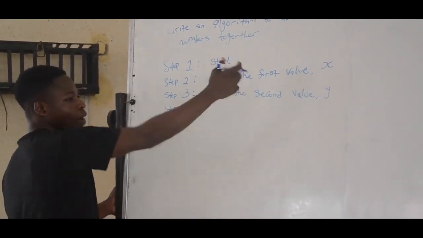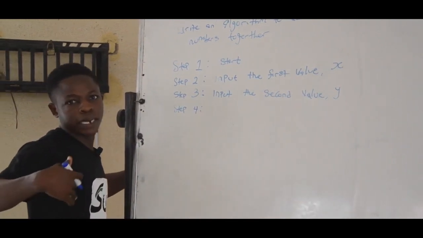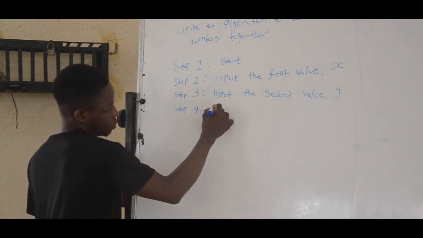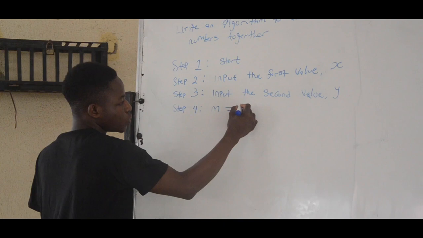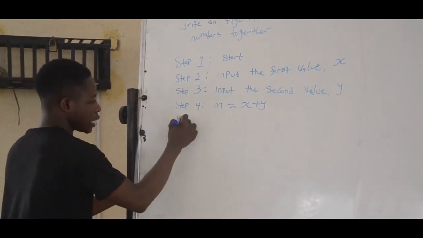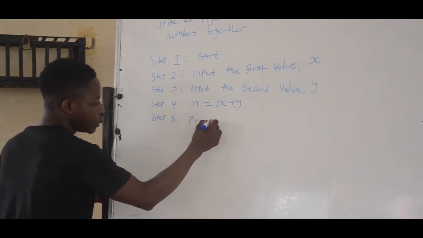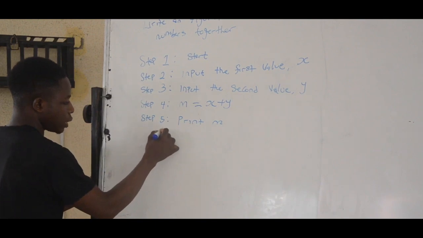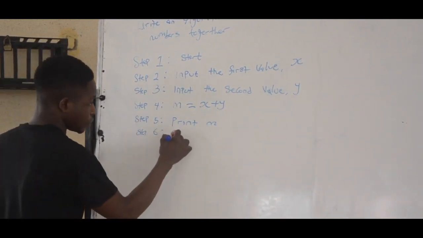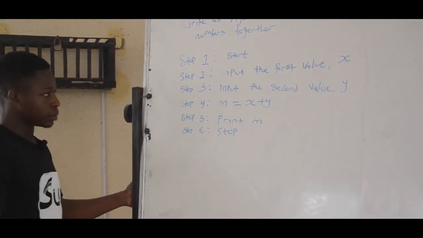So now the next thing is step 4. Now step 4, we have to find the sum of it. We have to add it together. And when you're adding it together, you have to provide another container that will be the answer. So we now can say, M equal to X plus Y. So now your next step is you must print and show your answer. So print M, and your step 6 will be the stop. So you have to start and you have to stop. You must have everything that begins at an end.